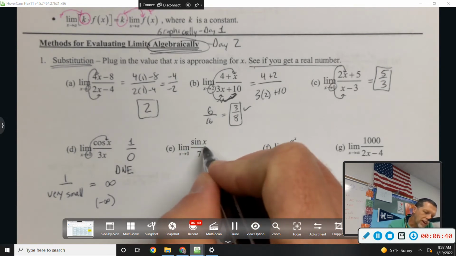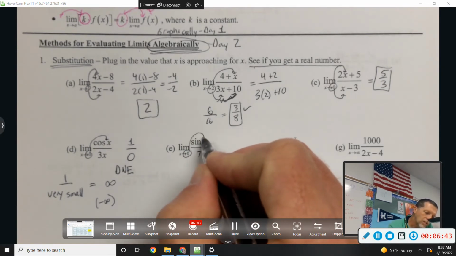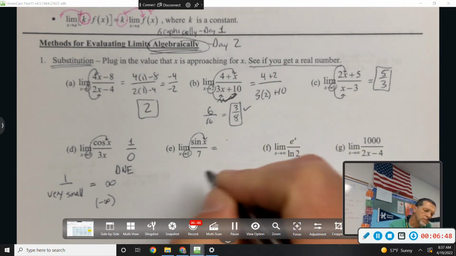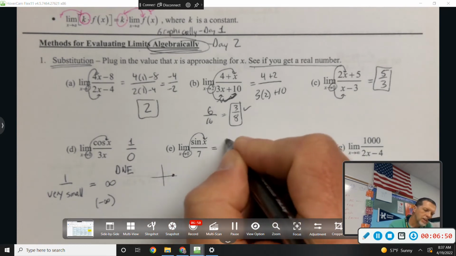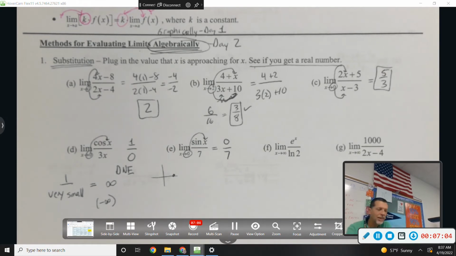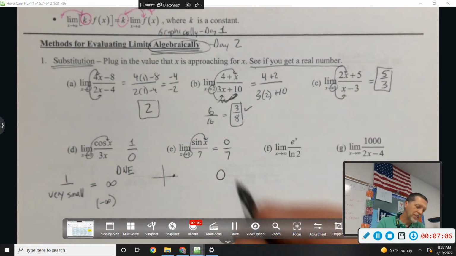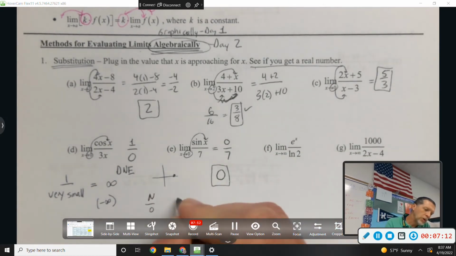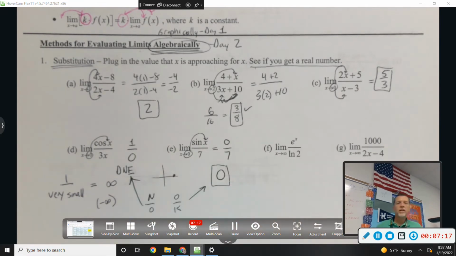Let's see, sine of x over 7. Well, plug in 0. What's the sine of 0? Sine of 0 is 0. What's 0 divided by 7? 0. Right? If I have $0 and I want to share it with my 7 friends, I can do that. Each friend gets $0. And 0 is a real number, so that's okay. So that old no and okay thing still kind of works. 0 in the top, okay. 0 in the bottom, nope, something's wrong.